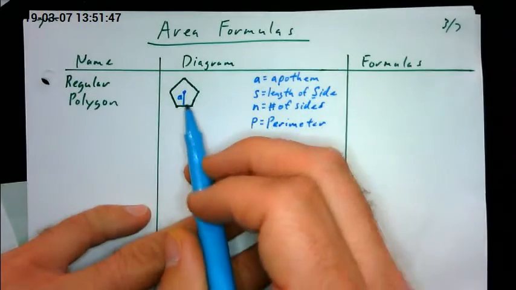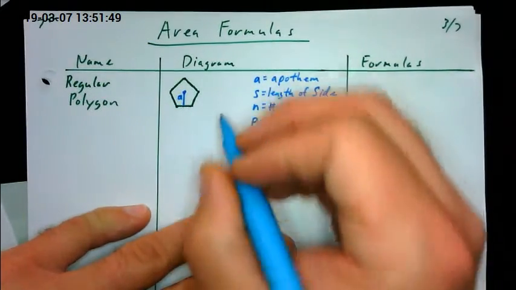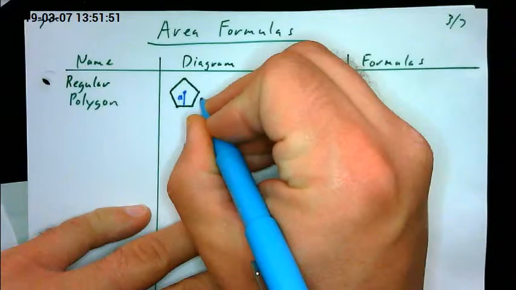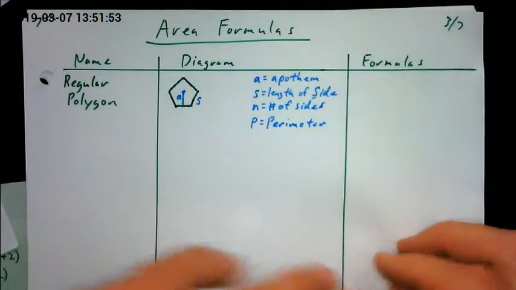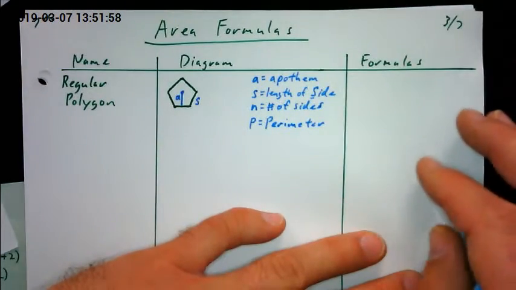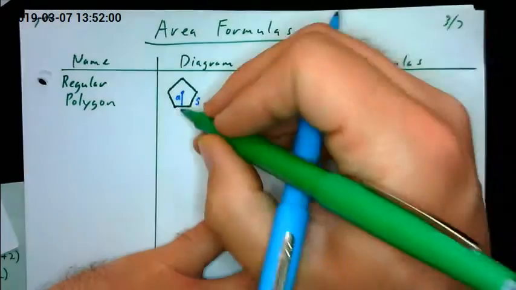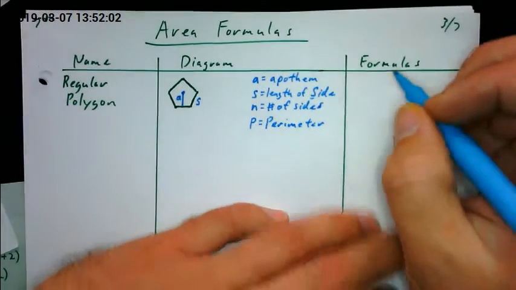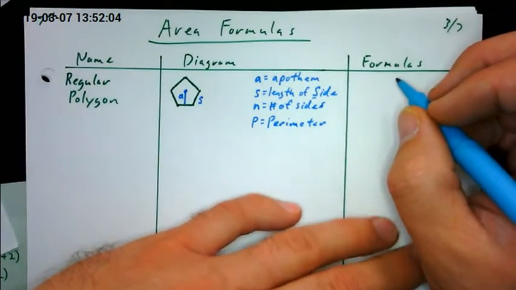So on this figure, things that you need to have labeled, you should have A labeled. You should also have one of your sides labeled as S. It doesn't matter which side. You can label any of them as S because it's the length of one side, and this is a regular polygon, so they're all the same length. Is the apothem always going to be given to you? It will not always be given to you.